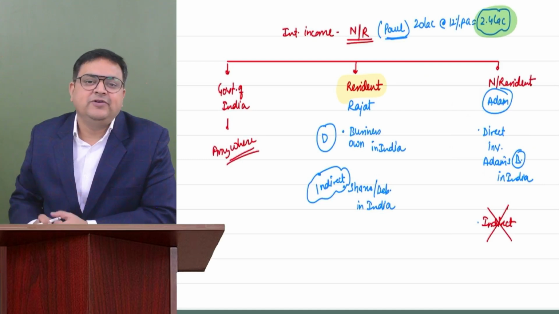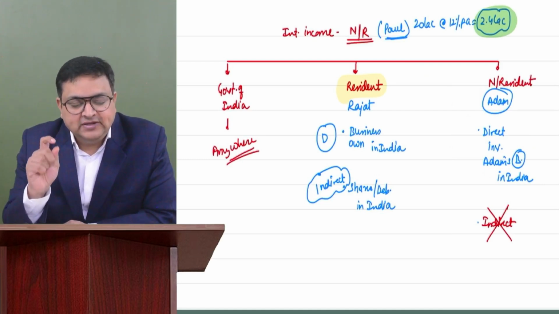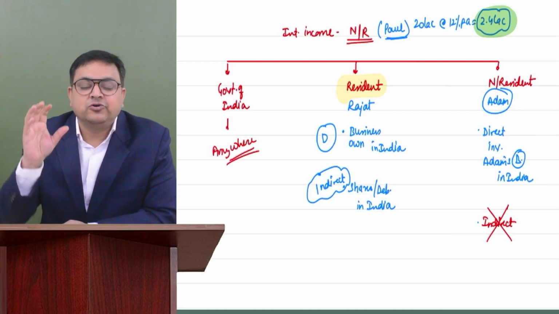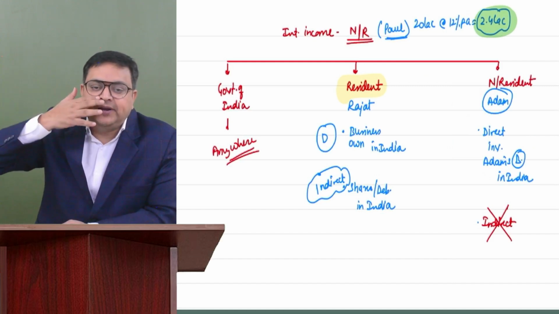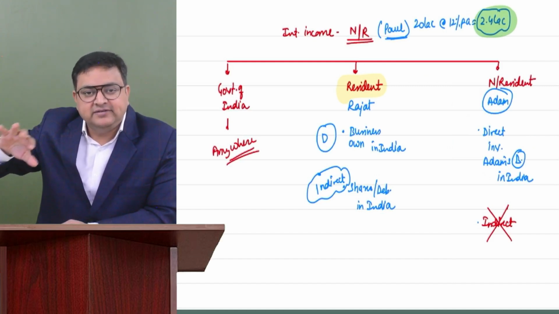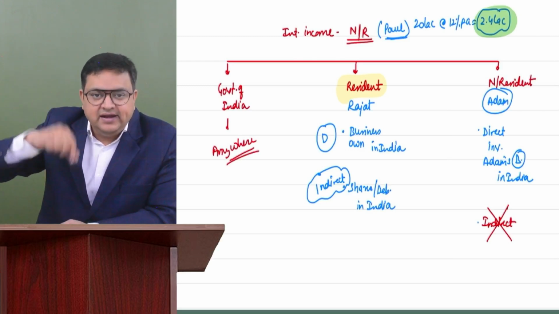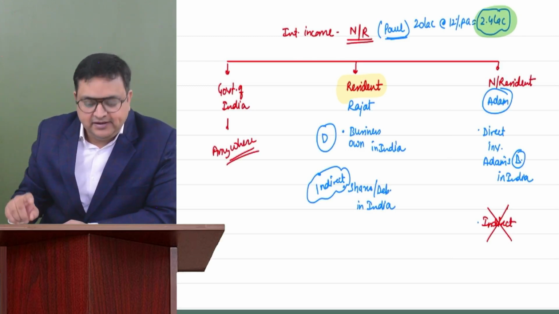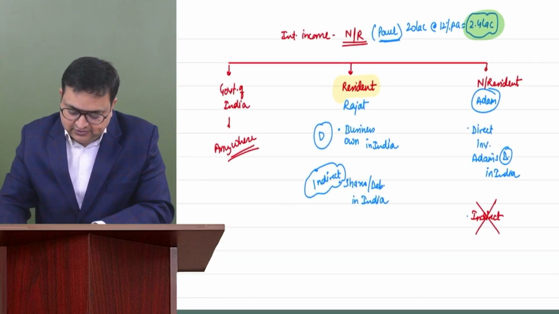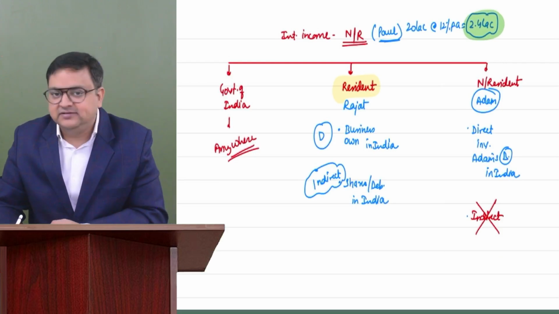The same concept is for royalty. The same concept is for fees for technical services. What you need to see is where it is getting used. If we are paying royalty to someone and we are using that copyright, etc., outside India, don't make it taxable. But if we are using that in India, please make it taxable. Right? Got it? This was again important regarding residential status.